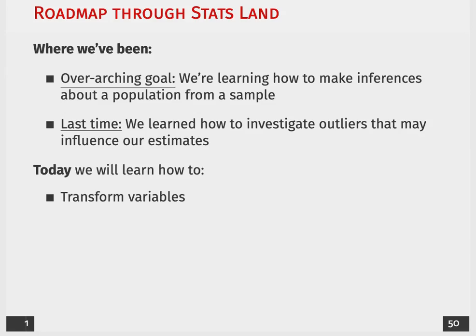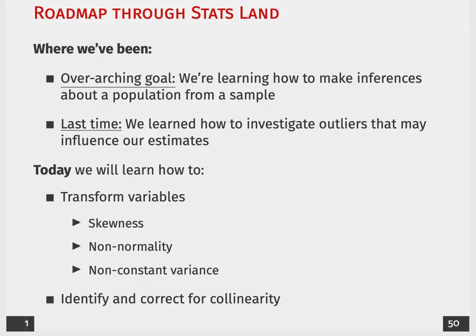Now today what we're going to be talking about is how to transform variables, and specifically we're going to be talking about how to overcome issues of skewness in our covariate distributions as well as our outcome. We're going to talk about non-normality with regard to the distribution of y at a certain value of x, as well as non-constant variance, and we'll talk about that in a couple of slides. And we're also going to talk about how to identify and correct for collinearity or covariance between our predictors in our regression.